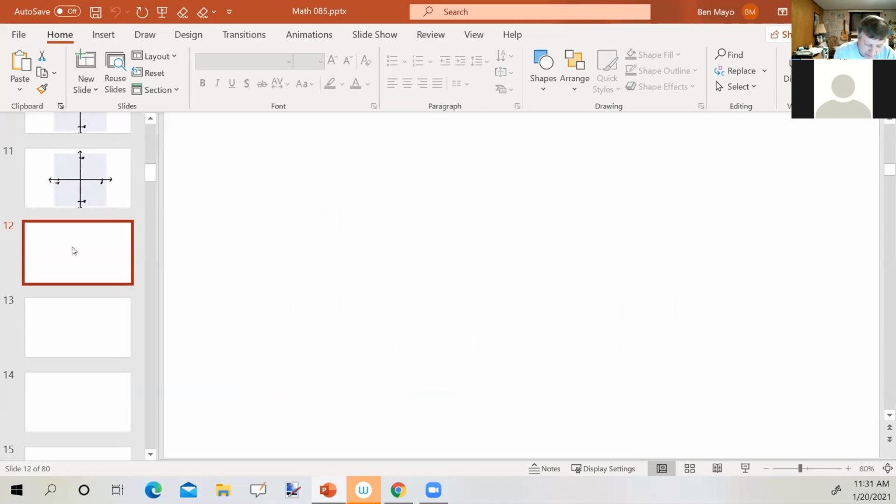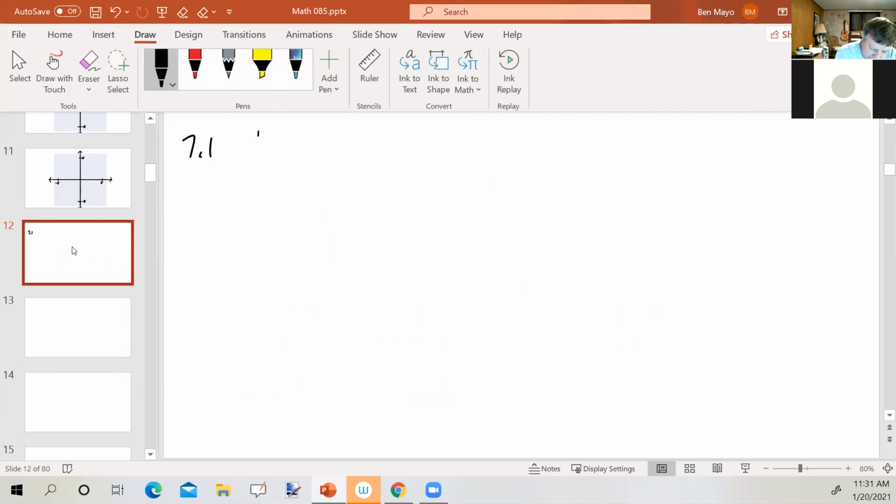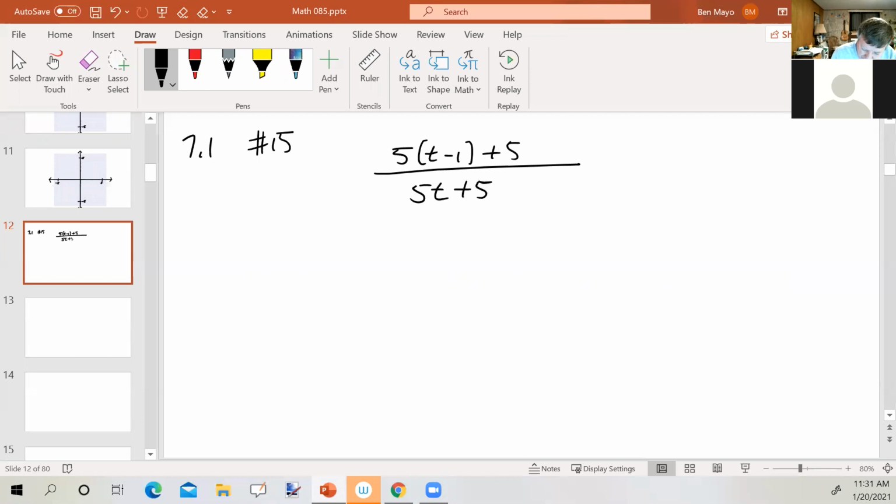So this first one is from section 7.1, number 15. And this is what the problem says. We have 5 times the quantity t minus 1 plus 5 over 5t plus 5. I just want to remind you, we can reduce out common factors, but not terms.